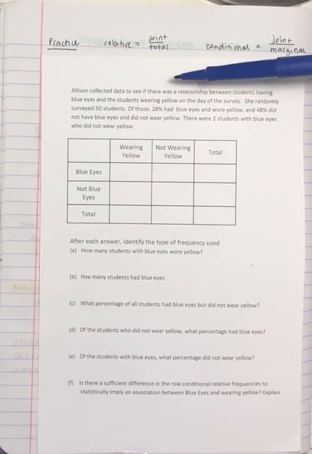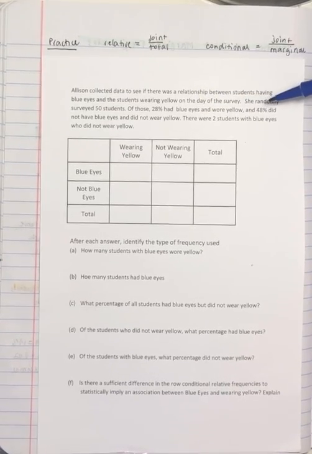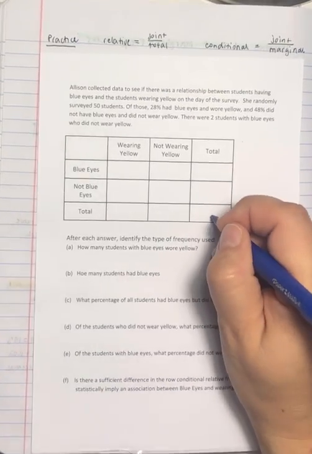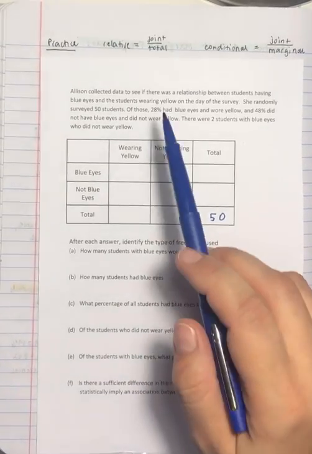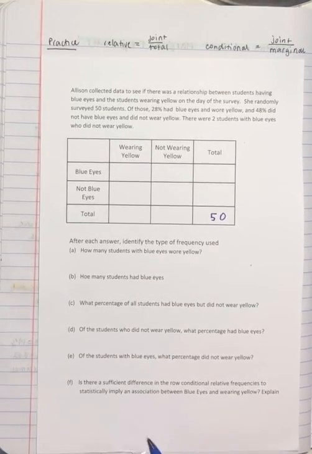So here's our problem. Allison collected data to see if there was a relationship between students having blue eyes and the students wearing yellow on the day of the survey. She randomly surveyed 50 students. So immediately we know there were 50 students, and we're going to fill that in right here. Of those, 28% had blue eyes and wore yellow. So blue eyes and yellow comes right here.